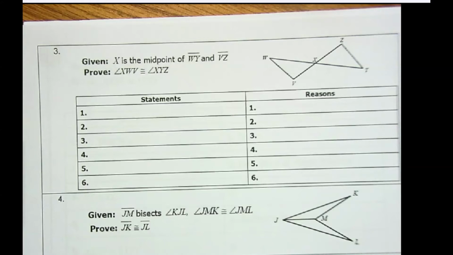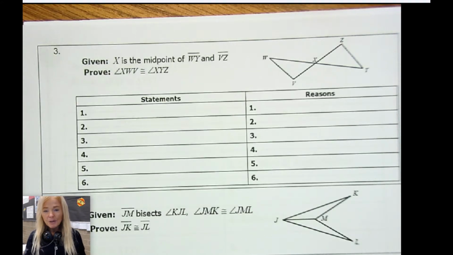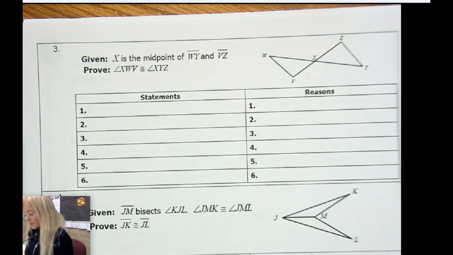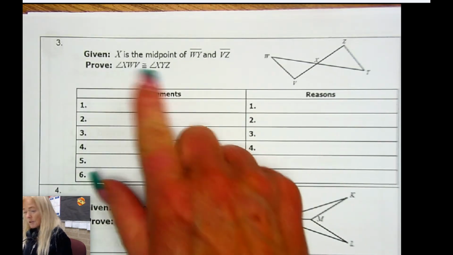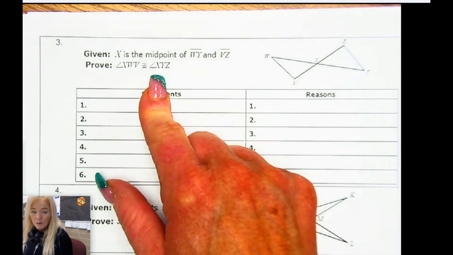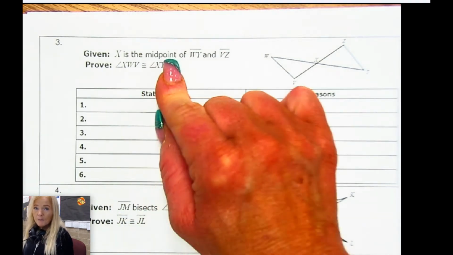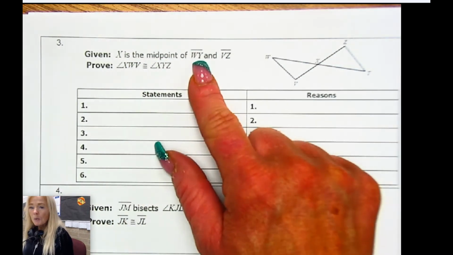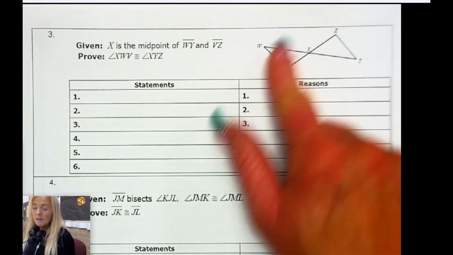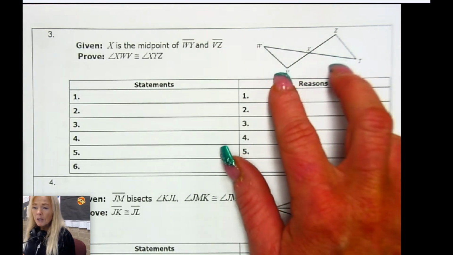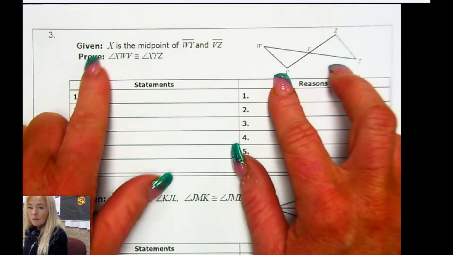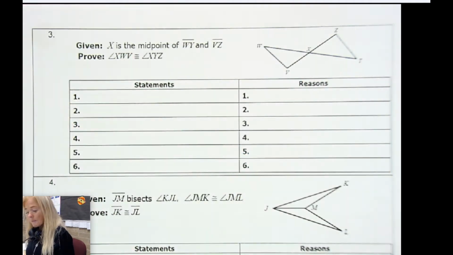Hi class. We are now going to start part 2 of 16.4. So we're just going to do the rest of these proofs. The next problem is: given X is the midpoint of WY and VZ, prove that the two corresponding angles are congruent. So with this, first we're going to mark up and analyze to figure out which of the theorems we can use to prove the two triangles are congruent, and then we're going to use CPCTC to prove the two corresponding angles are congruent.